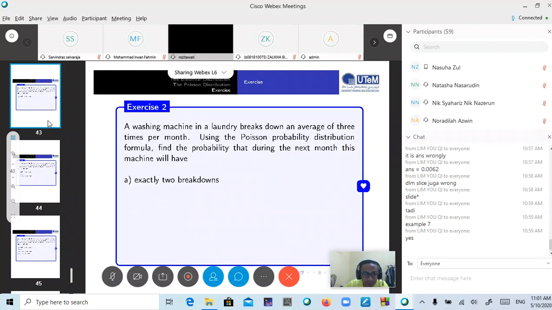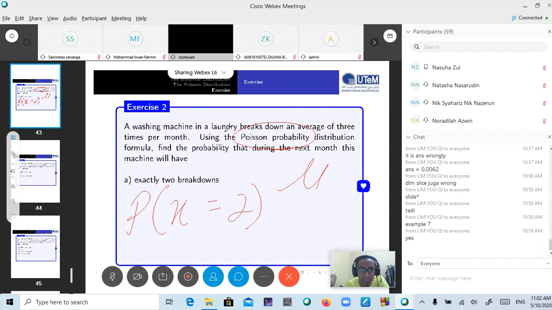Okay. Exercise 2. So this one straightforward using Poisson probability distribution. So dia dah mention Poisson probability, so you kena guna Poisson lah. Exactly 2 breakdowns. So you want to find probability of X equal to 2. Okay. So you need to find what is your mu. Okay, so read the question.